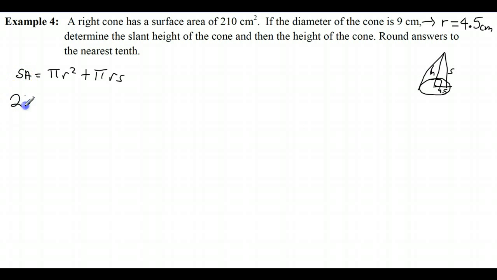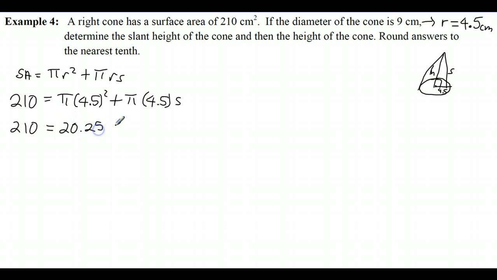Okay, so filling in numbers. Formula, substitution. Pi, we do know r. Plus pi, we do know r. We do not know s. But the only thing we don't know in here is s. So using our first day skills, we're going to solve this for s. So let's do a little calculatorless math. 4.5 squared is 20.25. If you want to know how to square a number ending in 5, ask me. I'll show you how. Plus 4.5 pi s.